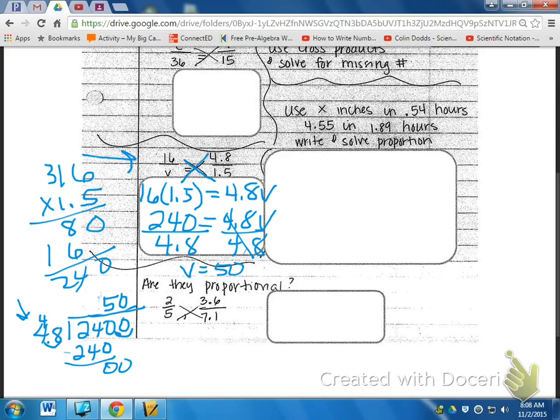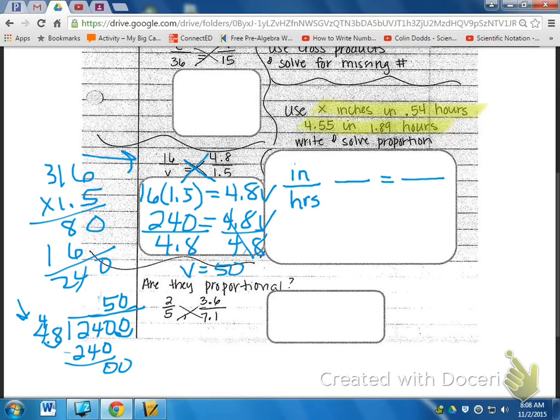So basically this is saying X inches in 0.54 hours, 4.55 inches in 1.89 hours. Write and solve proportions. So what are the two things that are being compared here? The two different kinds of numbers, Dakota? Inches and hours. So what I'm going to do right here is put inches to hours out in front. That is how I always set up proportions, because that helps me make sure I have the numbers in the right spot. So the inches are going to go on top and the hours are going to go on the bottom. So I do fraction bar, equal sign, fraction bar. That's the beginning of my proportion.